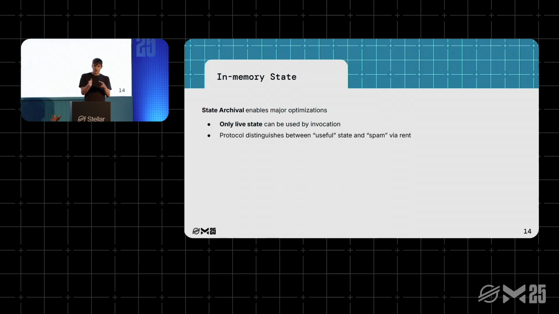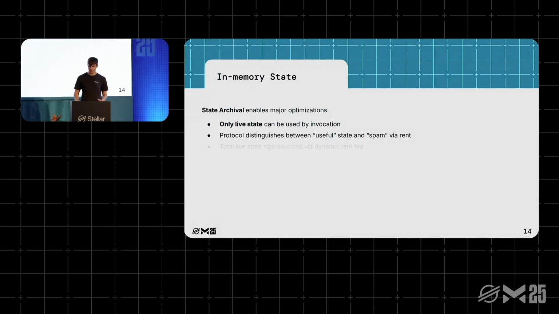Additionally, this allows the protocol to distinguish in a decentralized way between what is useful state and spam via this rent system. If something is archived, by definition, it is not useful because it can't be used in an invocation. It would just automatically fail, whereas live state is useful. This is much better than having us whitelist asset classes. We don't want the network to say USDC is useful, but some other asset is not. Rather, it's decentralized and organic. If there is an economic demand for an asset to have rent paid for it, it will be deemed useful by the network.